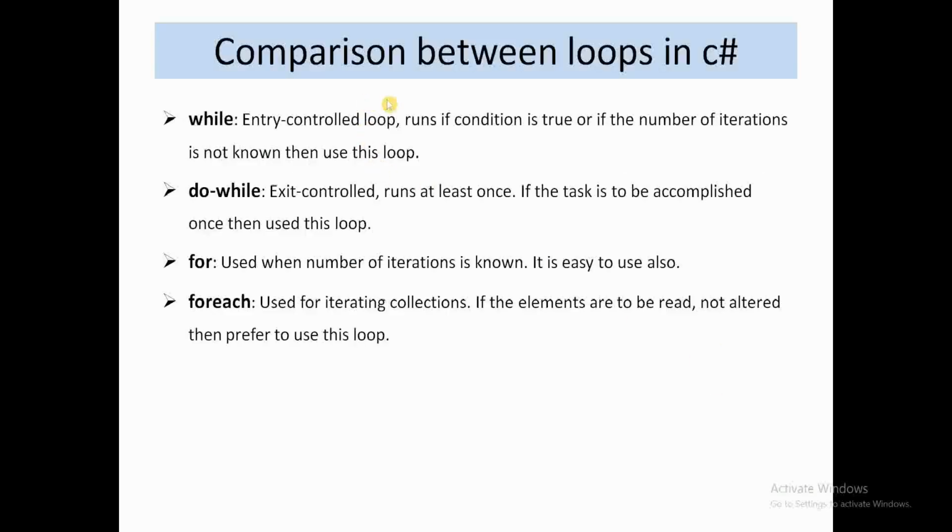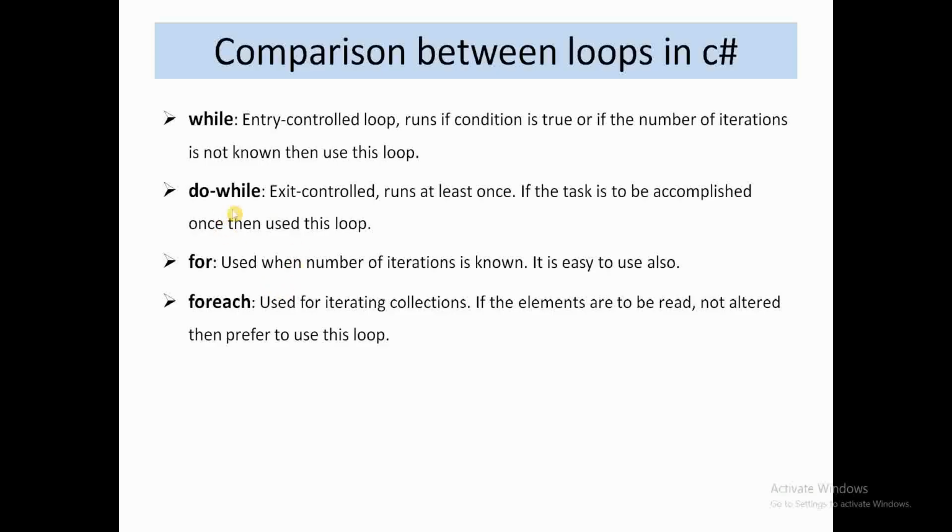Next we have a comparison between loops in C#, as we already discussed while, do while, and foreach loops. Now let's see the comparison. While is used if we want to put some condition at the start of the code. It is an entry-controlled loop that runs if the condition is true, or if the number of iterations is not known, then use this loop. If we do not know how many times the loop will run or iterate, then we can go with the while loop.